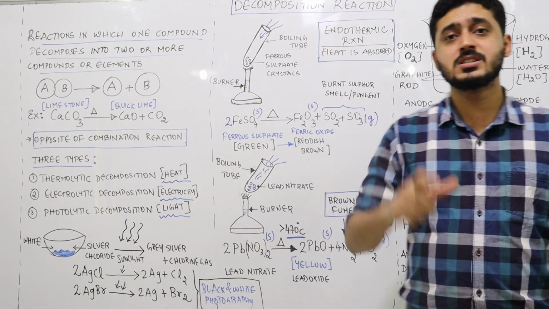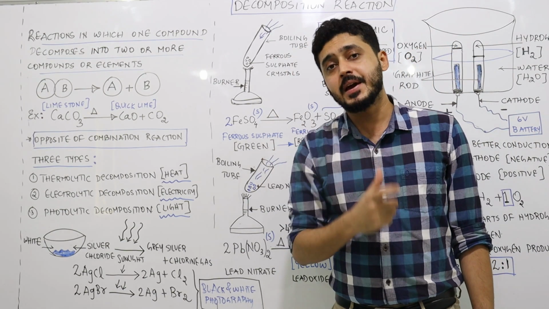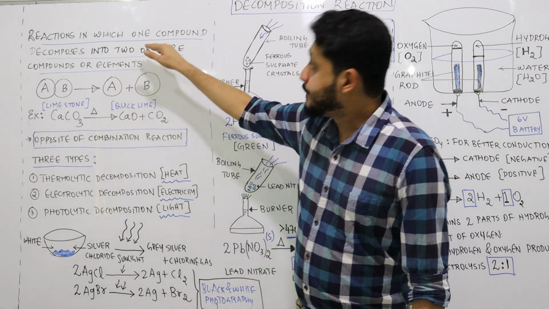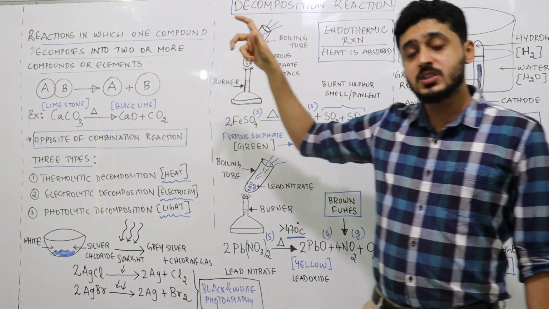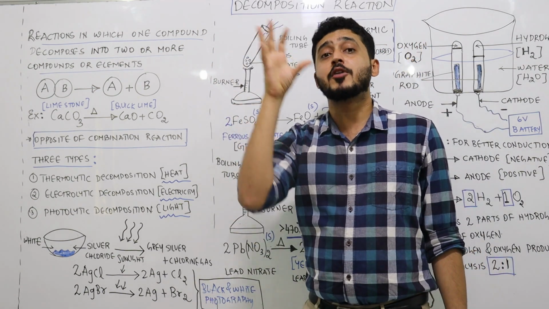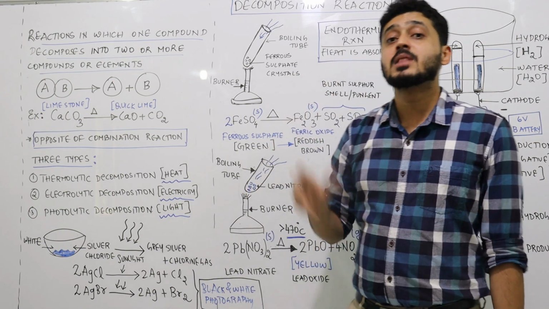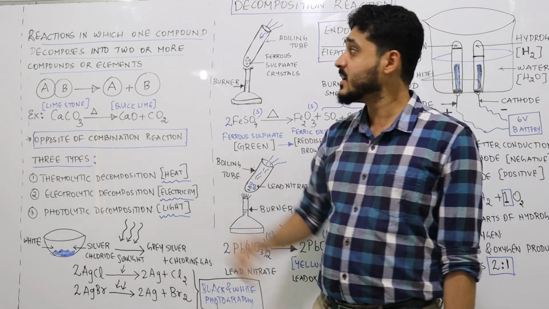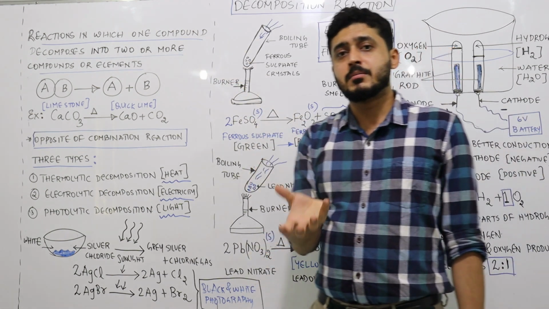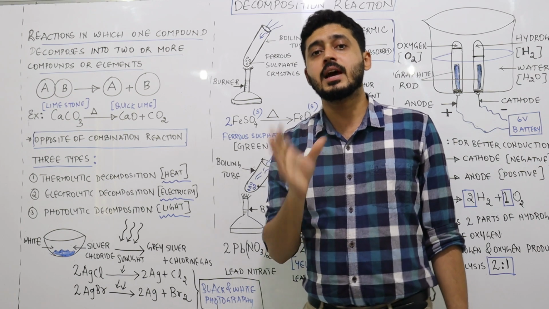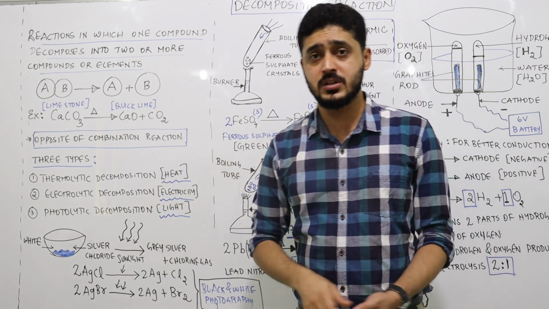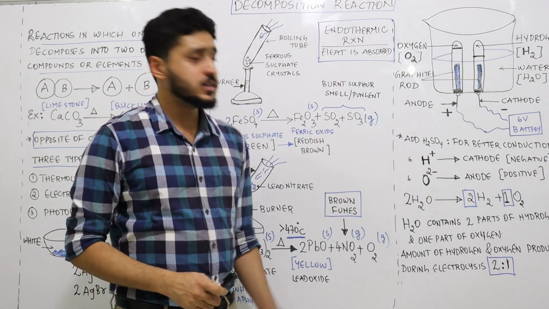So the reactions where a compound is getting decomposed with the help of heat are known as thermolytic decomposition. The reaction where the compound or the reactant is getting decomposed into two or more products by absorbing heat or with the help of heat is known as thermal decomposition reaction, that is thermolytic decomposition. So next, these two are the examples.